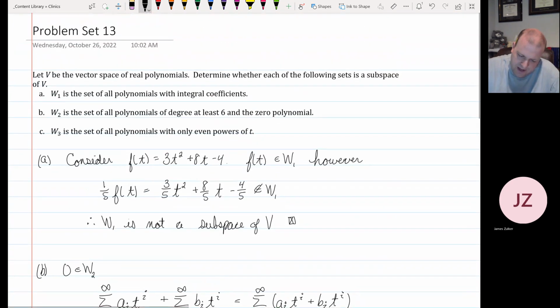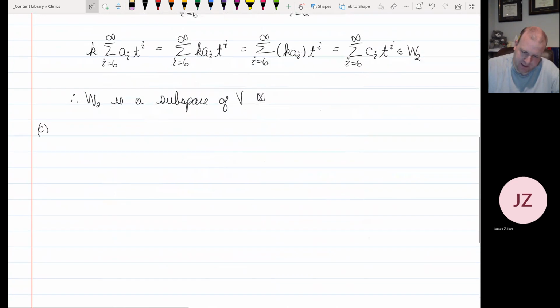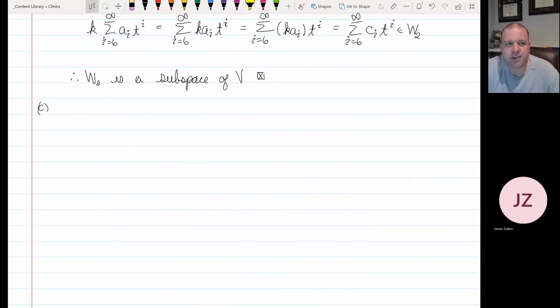W3, what was W3? The set of all polynomials with only even powers. Okay, well, that's definitely a subset, right? Now, the question is, is 0 in there? Well, it is, isn't it? Right, 0 would be zero times t to the 0, which would be in W3.